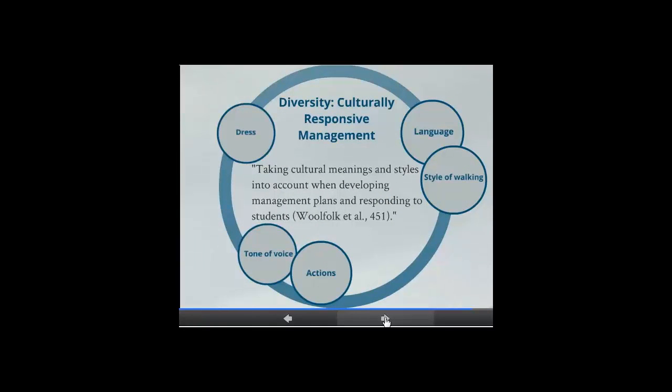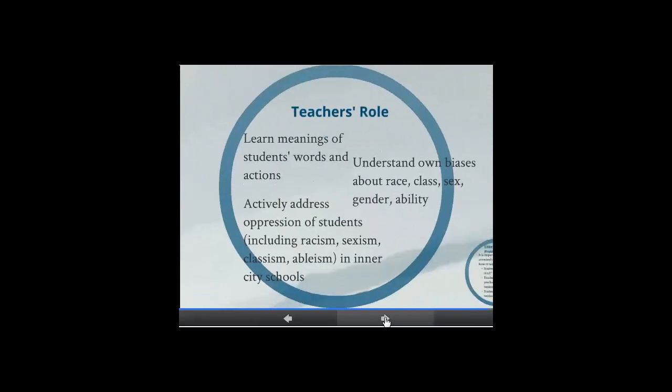Students will differ in how they dress, speak, and behave. They will also have different life experiences and therefore will understand the world differently. Culturally responsive classroom management means taking cultural meanings and styles into account when creating lessons. So what role do teachers play? Well, they must understand their own biases about race, class, sex, gender, ability, and other aspects of social identity, and then use that knowledge to understand what their students are saying and how they're behaving in the classroom.